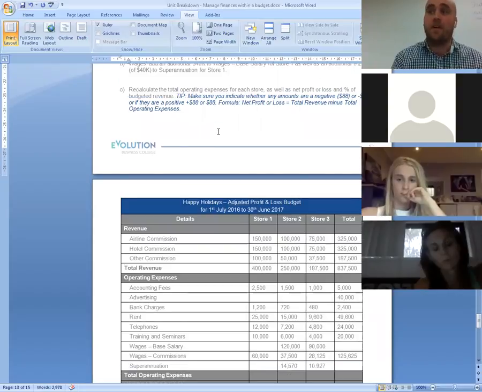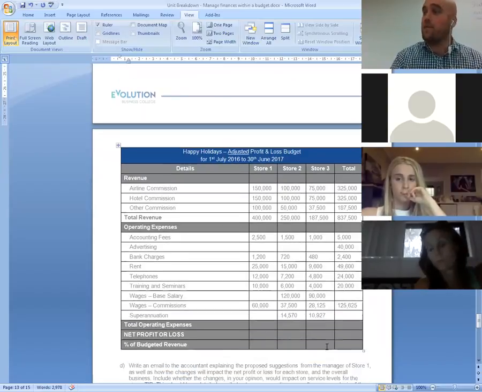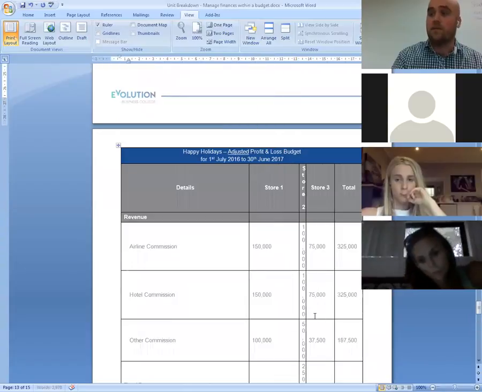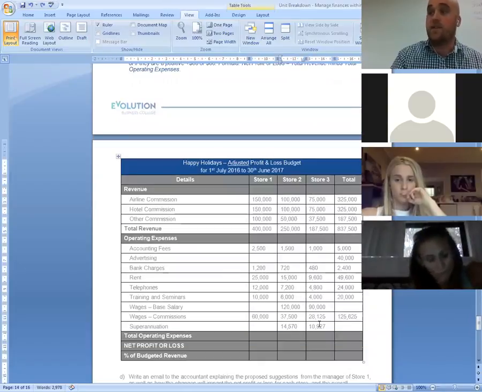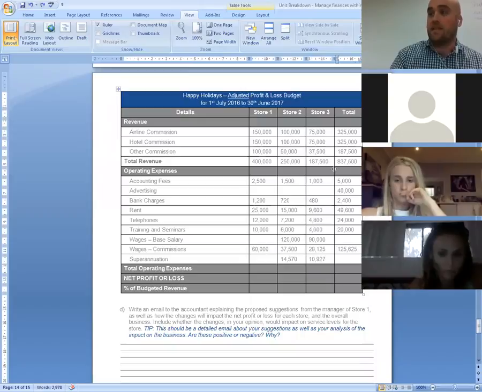So you're working out the superannuation and you're throwing that on top of what was already there. And then again, you're going to go through and work out a new total. So that's basically going to fill this in.